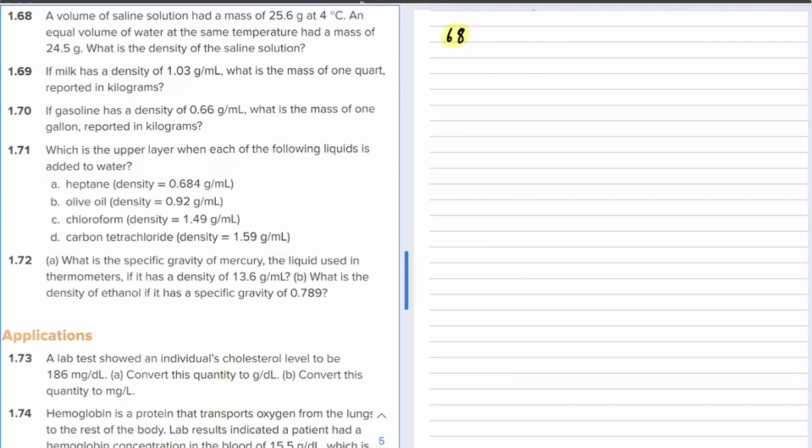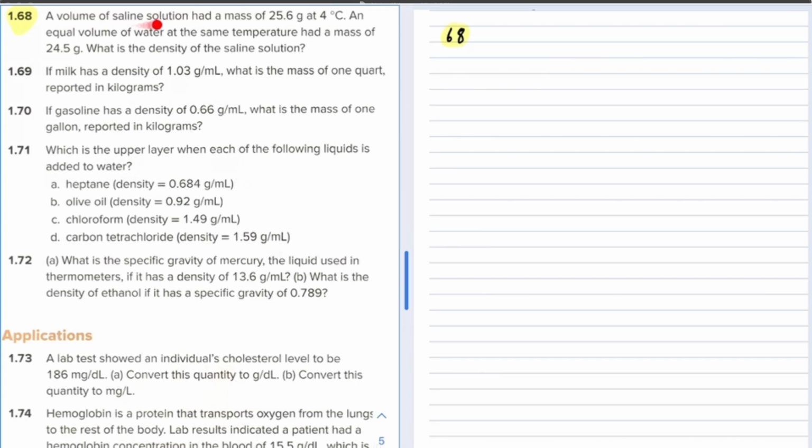Number 68. A volume of saline solution had a mass of 25.6 grams at 4 degrees Celsius. An equal volume of water at the same temperature had a mass of 24.5 grams. What is the density of the saline solution?